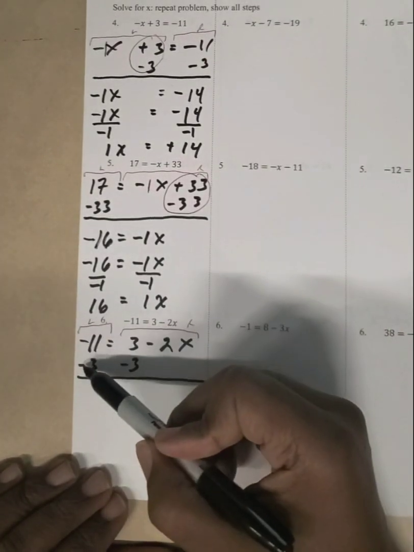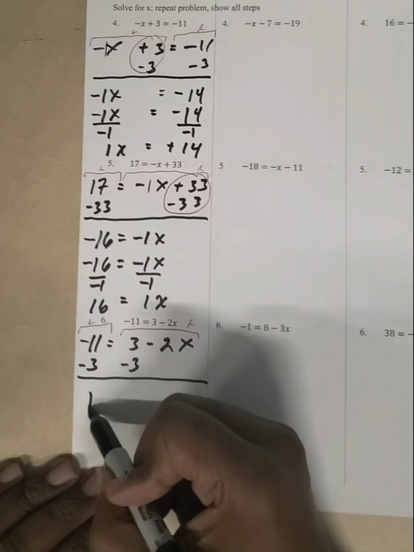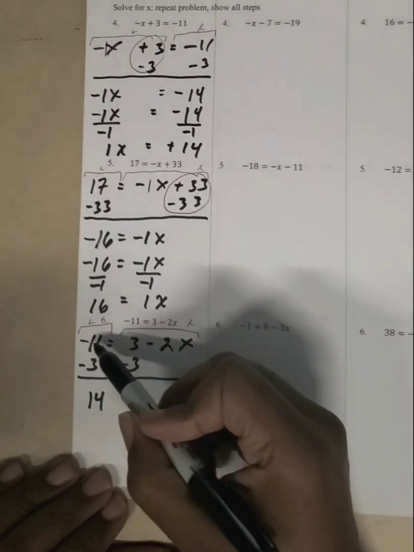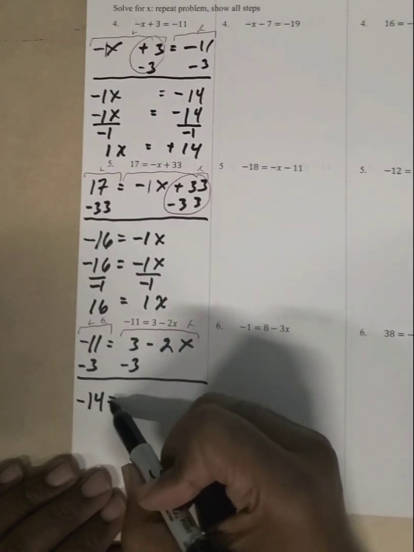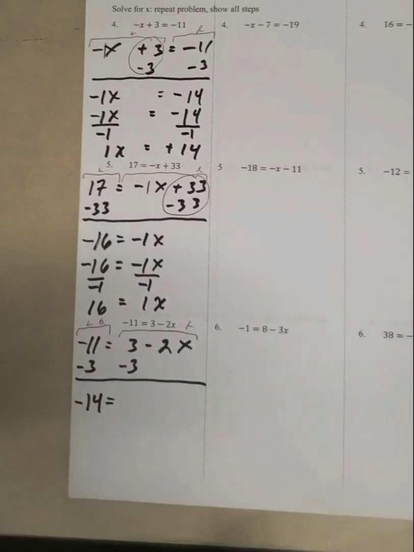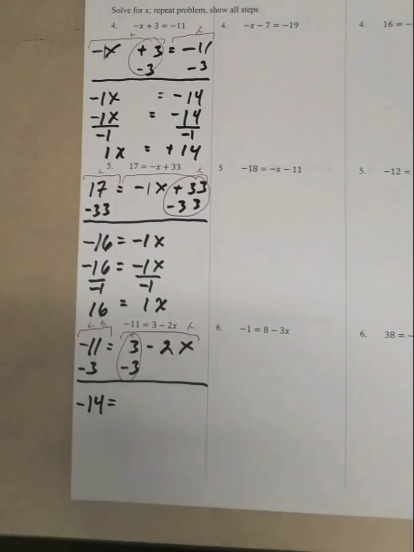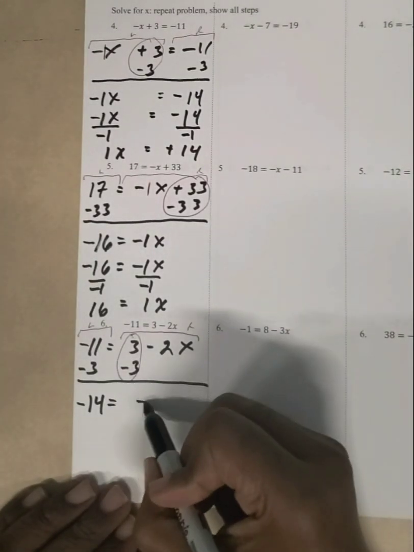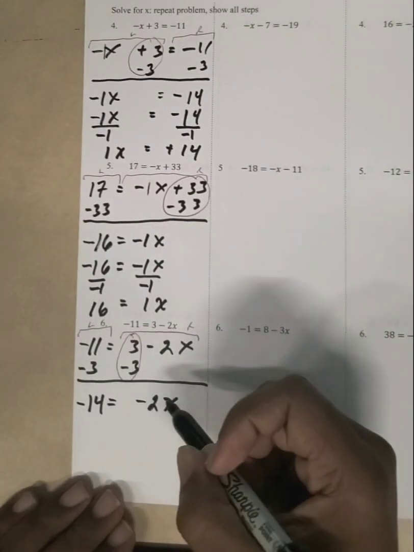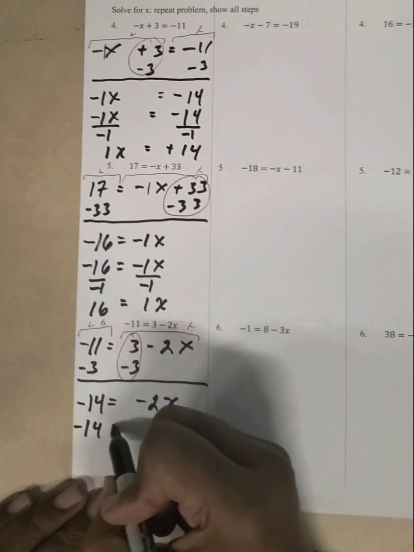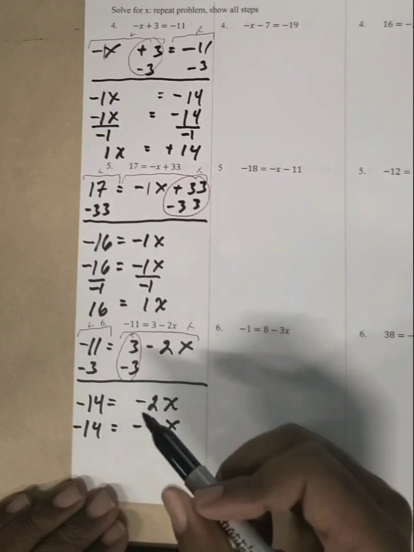The rule is, same signs add. So 11 and 3 make 14. The bigger sign wins, so this will be a negative 14. Equals comes down. Now, these become 0, so we're going to make this a 0. And we're going to bring down the negative 2 times the x. And let's rewrite that. Negative 14 equals negative 2 times the x.